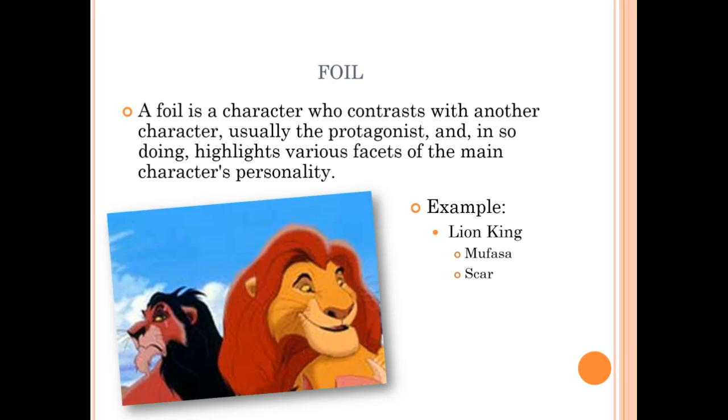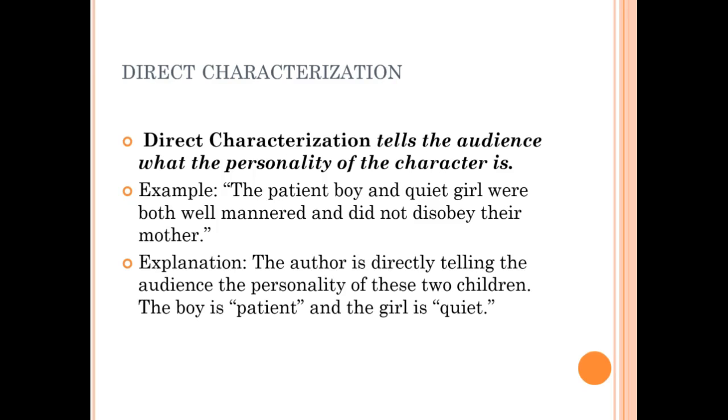And the last couple of things that we're going to talk about are direct characterization and indirect characterization. Direct characterization tells you, the audience, what the personality of the character is like. An example: "The patient boy and quiet girl were both well-mannered and did not disobey their mother." So an explanation of how this is direct characterization is the author is directly telling the audience the personality of the two children. The boy is patient and the girl is quiet.